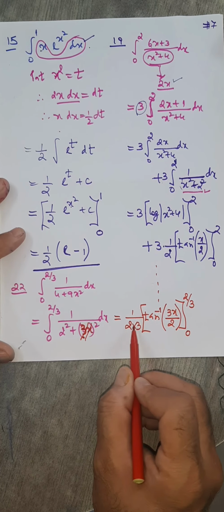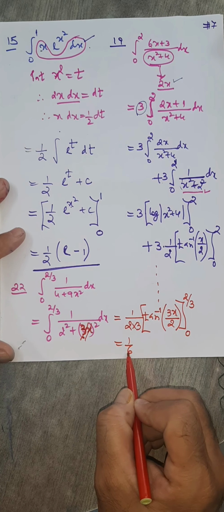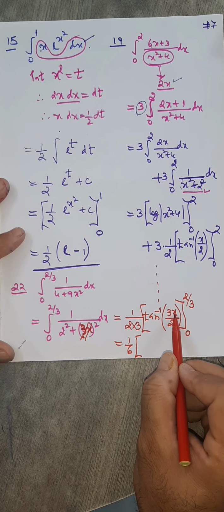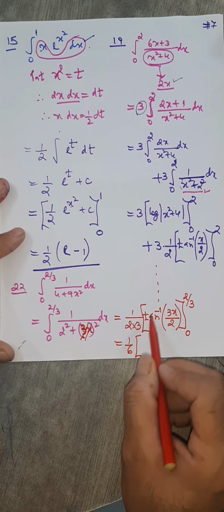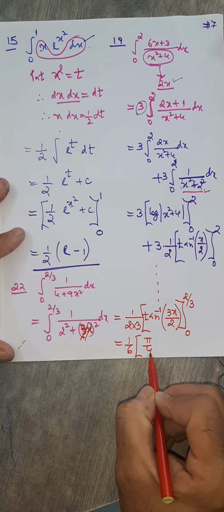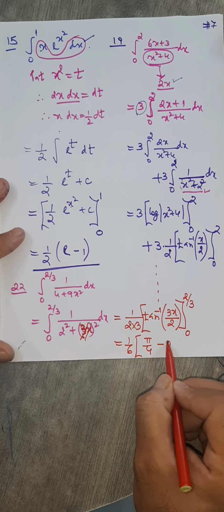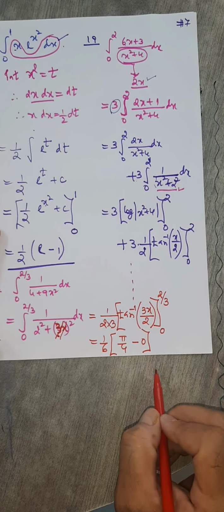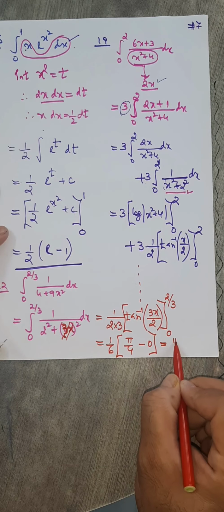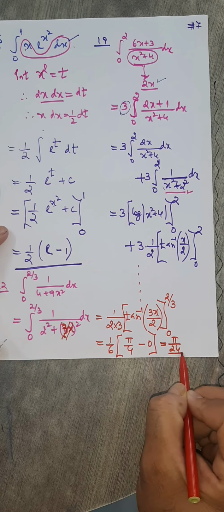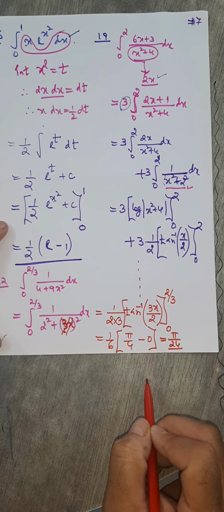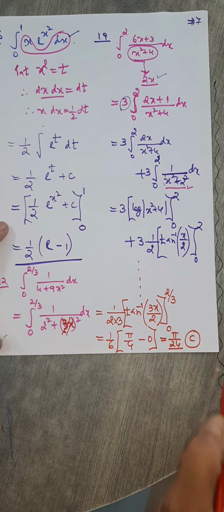I hope you must have understood this now. So 1 upon 6, first upper limit, I'll put 2 by 3. So this is just tan inverse 1. What is tan inverse 1? Pi by 4. Put 0, so this is just 0. So the final answer is pi by 6 times 4, that is pi by 24. So C is your correct option there.